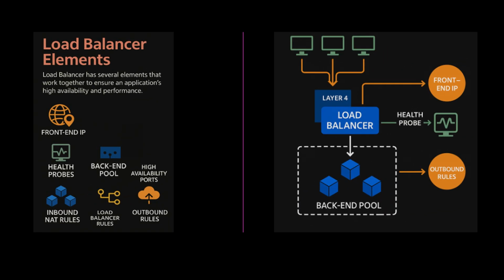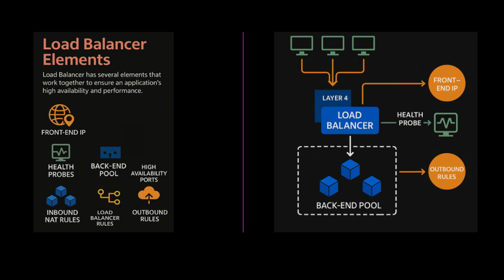When you think about how users reach your application, the front-end IP is their entry point, the virtual doorway they use to knock. This IP can be public for internet-facing traffic or private for internal-only traffic within a virtual network. You're not limited to just one. You can assign multiple front-end IPs to a single load balancer, which gives you the flexibility to route different types of traffic to the right services. When a request arrives, the load balancer receives it at the designated front-end IP and figures out exactly how to send it to the right backend resource.